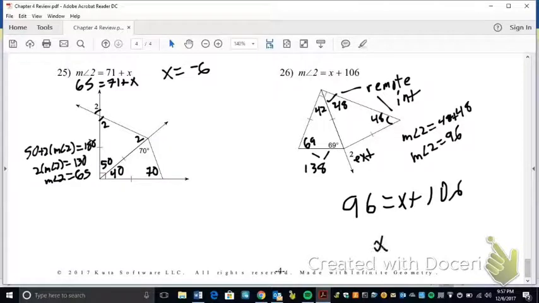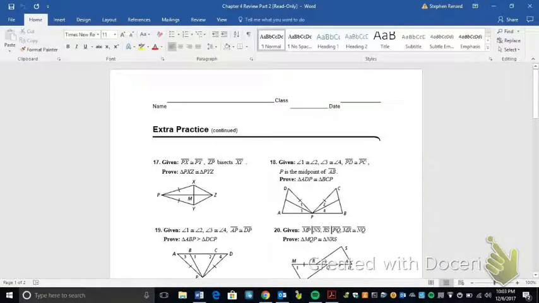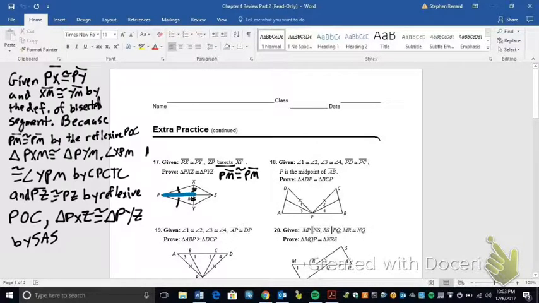96 equals x plus 106. Subtract 106 from both sides, and we get x equals negative 10. So that's all the computation. So now we have the proofs. So this is what I'm going to do. On the proofs, I'm going to generally explain what I did, and then I'm just going to kind of jump to the end of each proof.